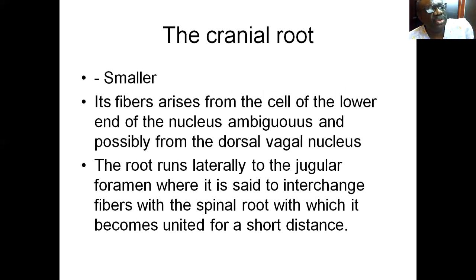The cranial root is smaller. Its fibers arise from the cells of the lower end of the nucleus ambiguus and possibly from the dorsal vagal nucleus. The root runs laterally to the jugular foramen, where it is said to interchange fibers with the spinal root, with which it becomes united for a short distance.